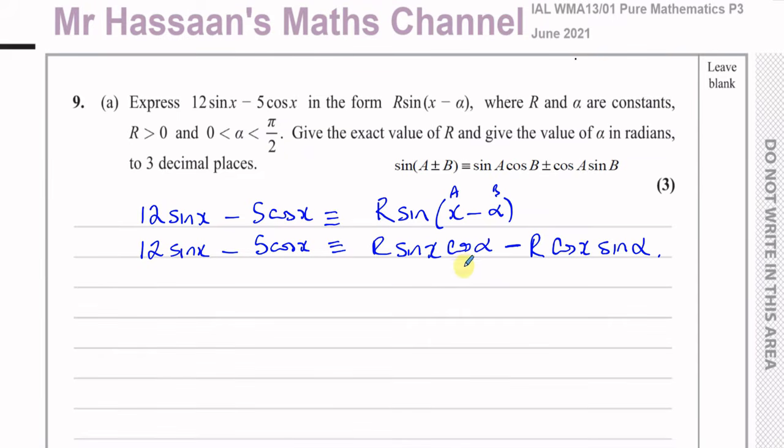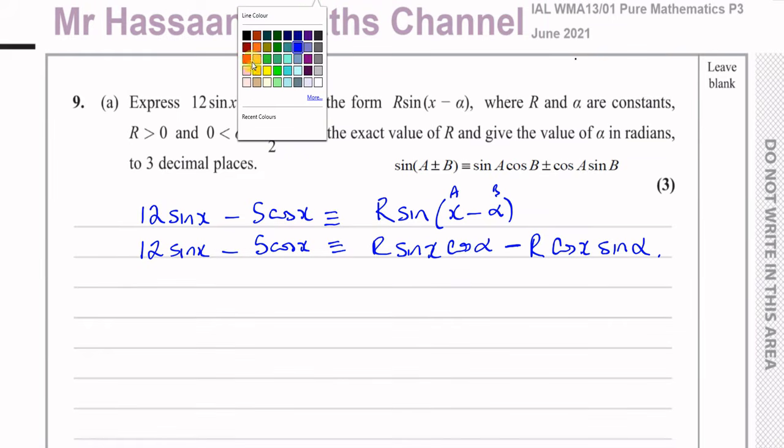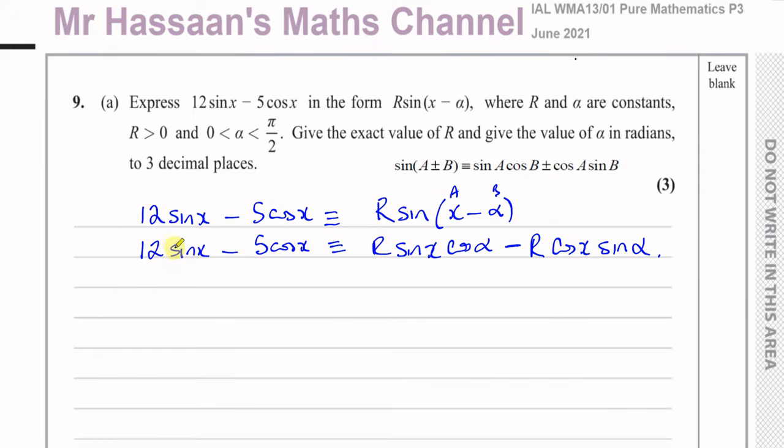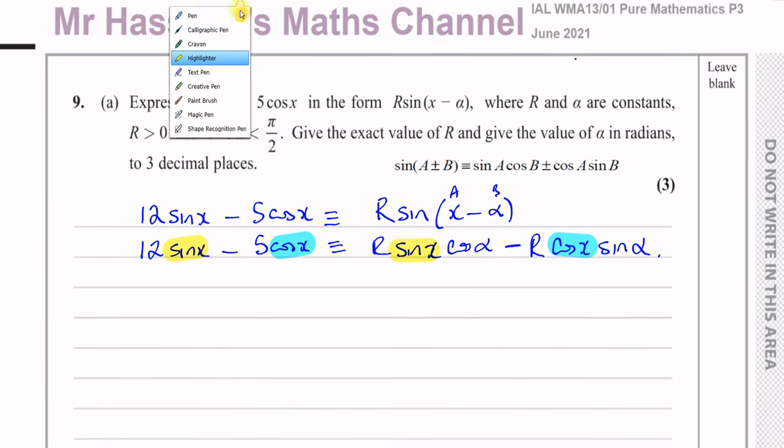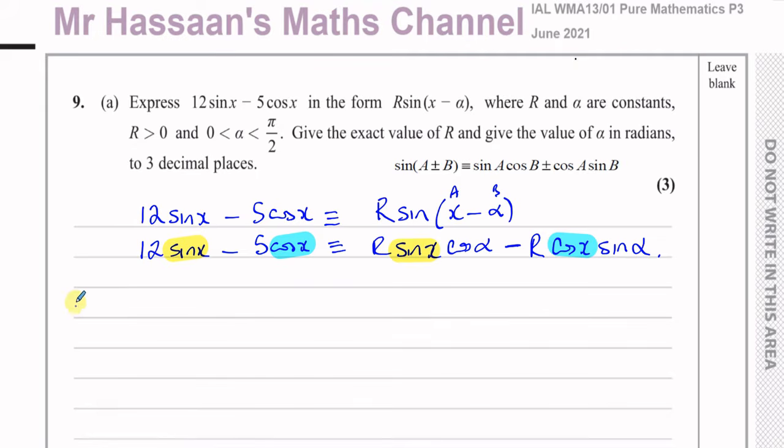Now we want to find the value of r and the value of alpha. A very simple way of doing that is to compare the coefficients of the sine x and the cosine x. So if I look at the sine x on this side and the sine x on that side, and the cosine x on this side and the cosine x on that side, that should help us to work out what to do. Like sometimes when we have polynomials and we have to compare the coefficients on both sides of the identities, we compare the x cubed with the x cubed on this side and the x squared with the x squared on that side.